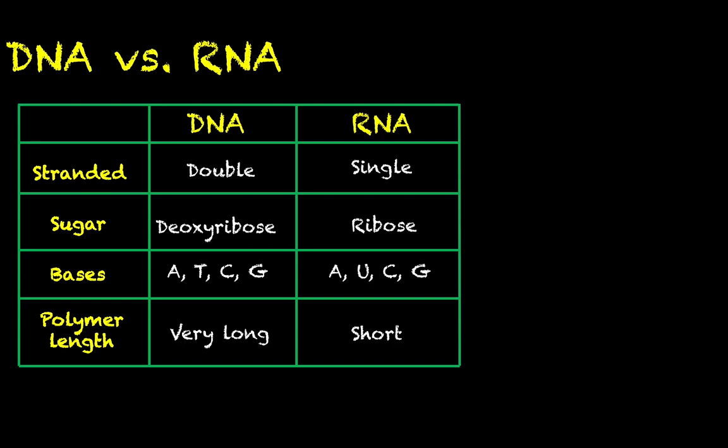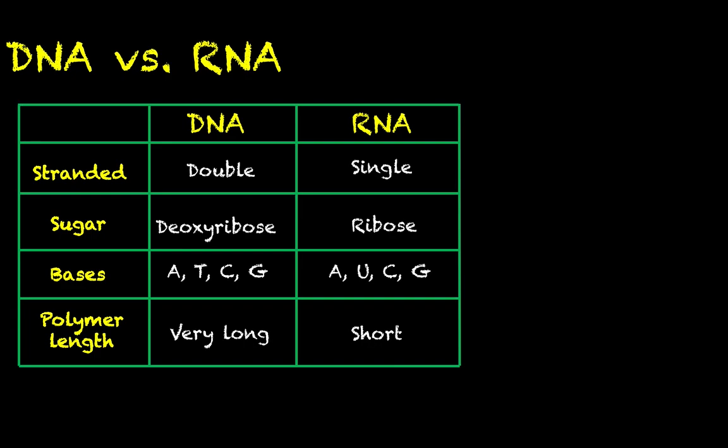DNA, of course, is double-stranded, whereas RNA is usually going to be single-stranded. DNA, we already saw, uses the sugar deoxyribose, whereas RNA uses ribose instead. In terms of which nitrogenous bases they use, DNA nucleotides are either A, T, C, or G, whereas RNA nucleotides are either A, U, C, or G. DNA uses thymine, whereas RNA replaces thymine with uracil.